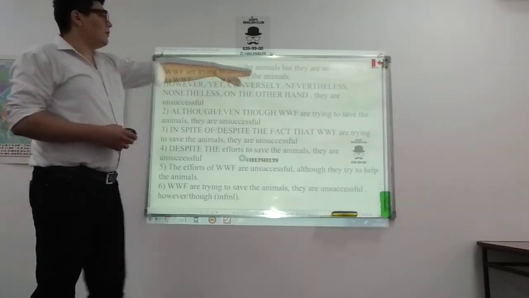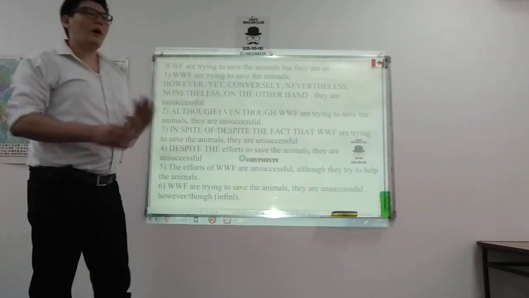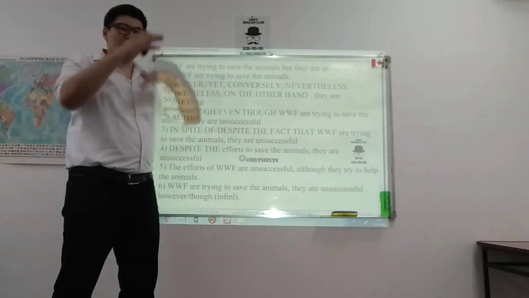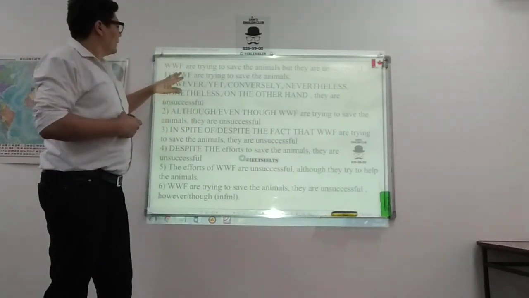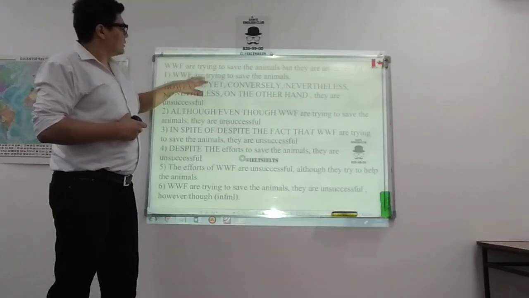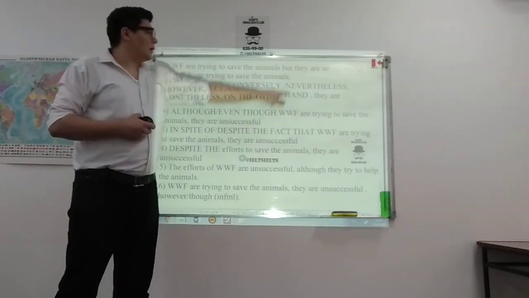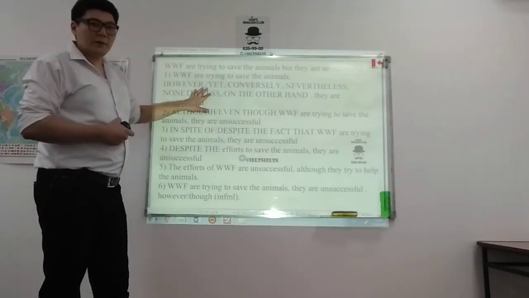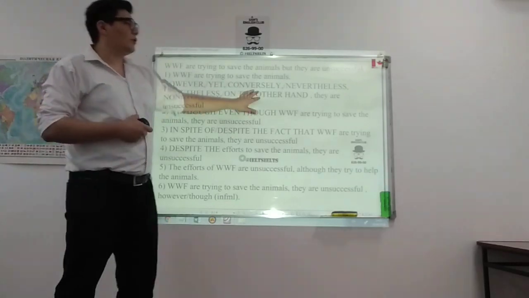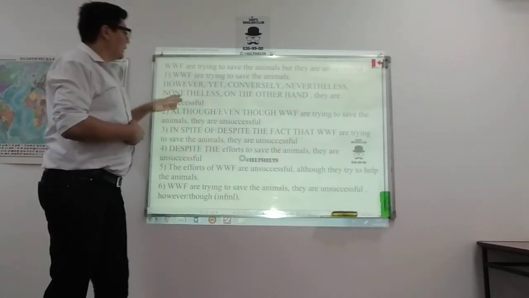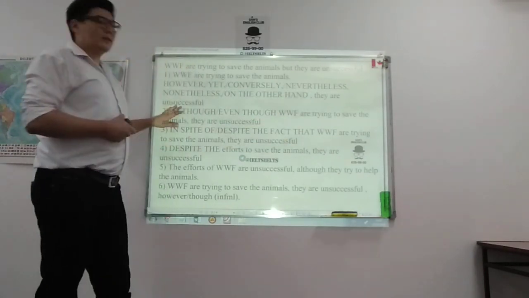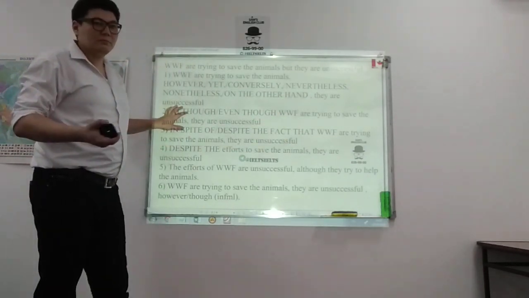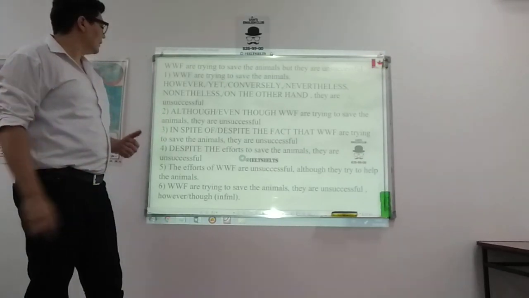And I can say instead of but, I can simply use other words. You don't have to translate them, just a synonym. That's it. Okay, don't translate. You don't need this complication. So Greenpeace is trying to save the animals, full stop. However, comma, yet, comma, conversely, comma, nevertheless, nonetheless. On the other hand, they are unsuccessful. Simply but. Nothing new. Next.